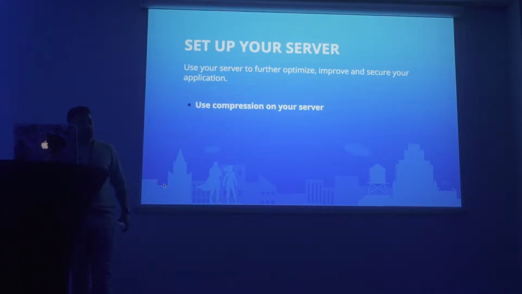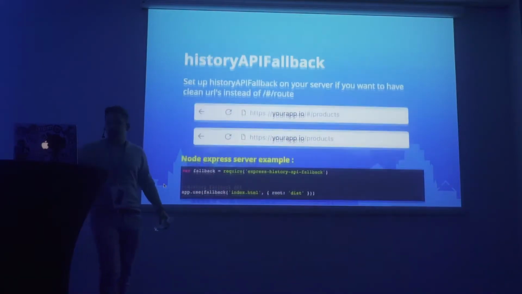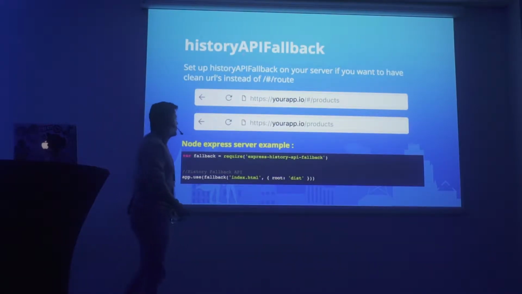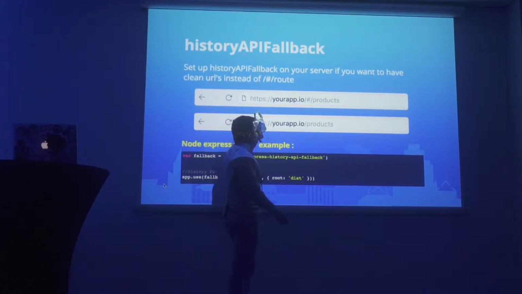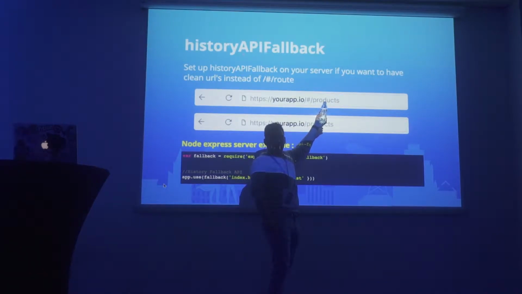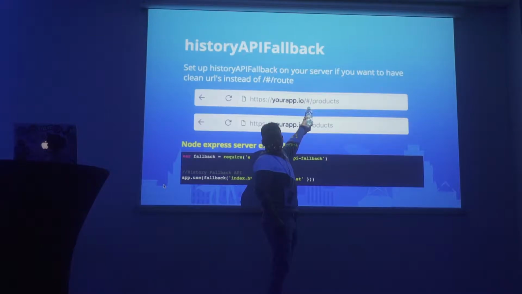You can use compression on your server. You can set up CORS policy. And you can set up historyAPIFallback for Angular. So let's talk about them really quickly. Setting up a historyAPIFallback. Now, when you develop your application, you might see something like this when you go live. Now that sucks. Who wants this? Hands up. Yeah, I thought so. Who wants this? Hands up. Yeah, I thought so too.